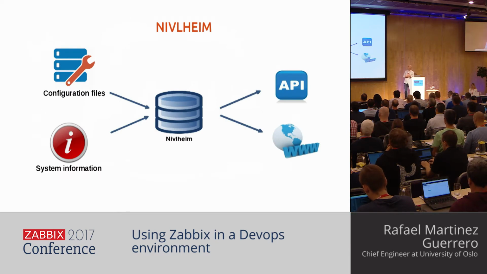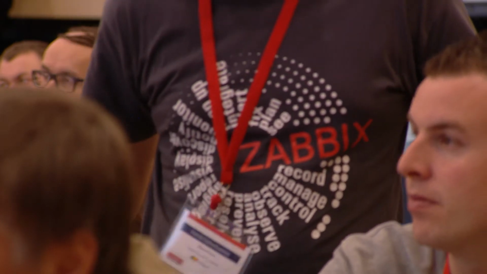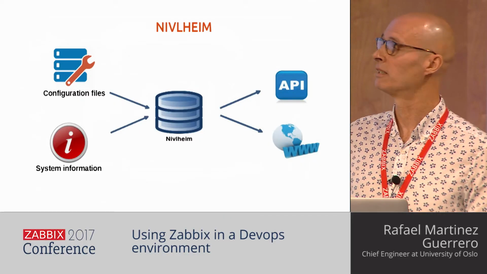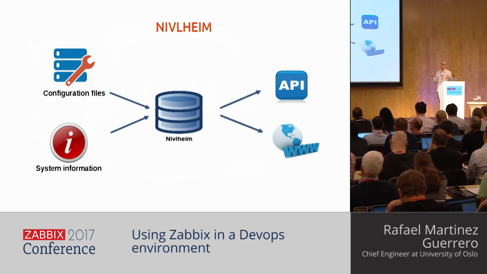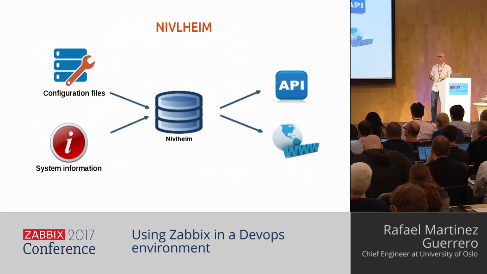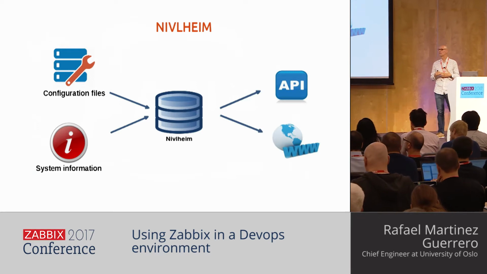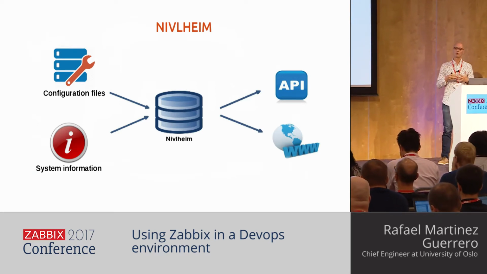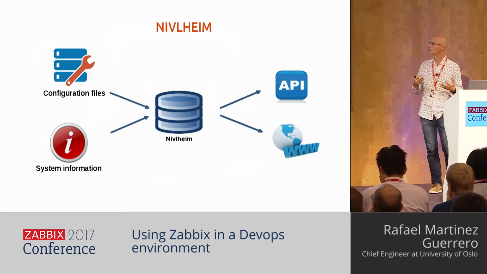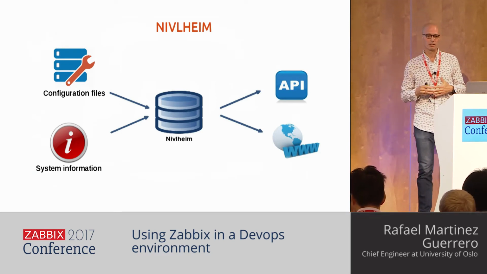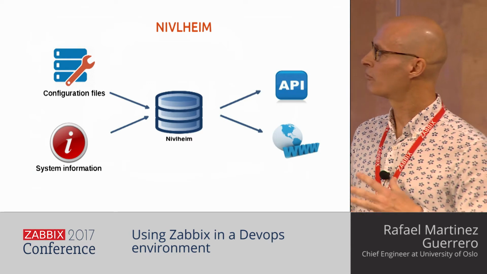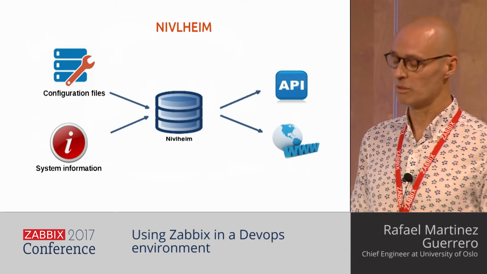And we use a system called Nilheim as a data source for the automation. Nilheim is a system that we have developed at the University of Oslo, where we run Nilheim agents in all the servers in the infrastructure. These agents get some configuration and system information in the server, and send this information to a central database, which we can search via an API or a web console. So it's a great tool for automation, and we use it in many places.